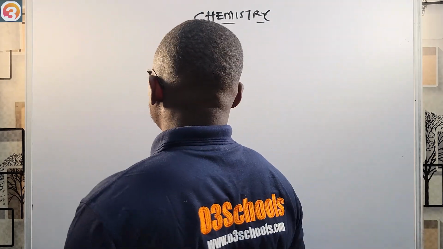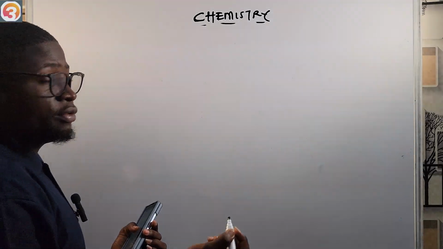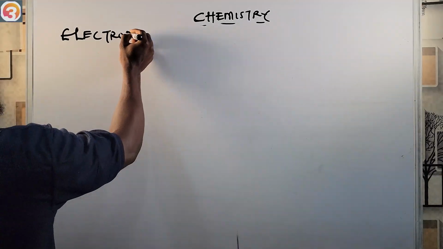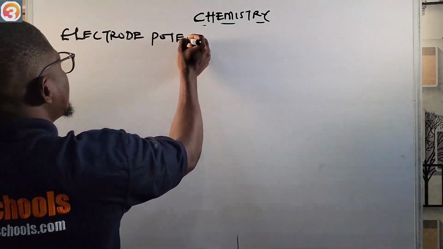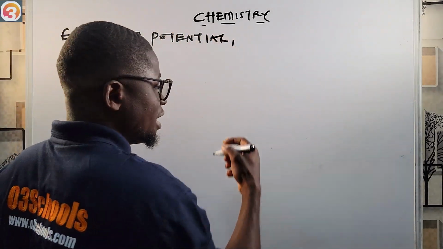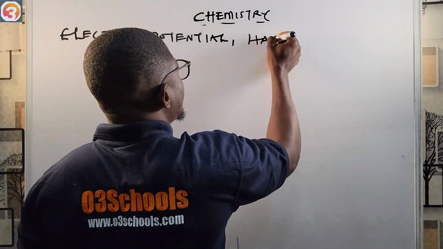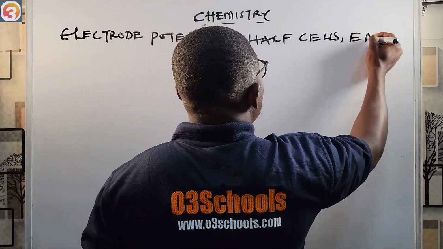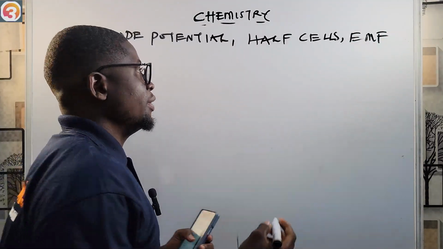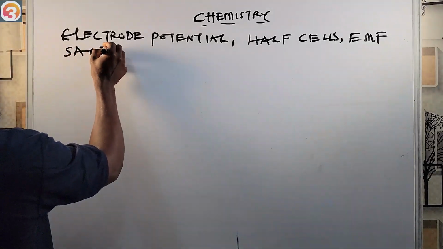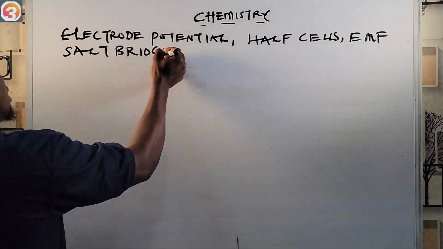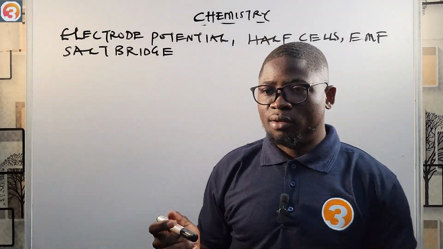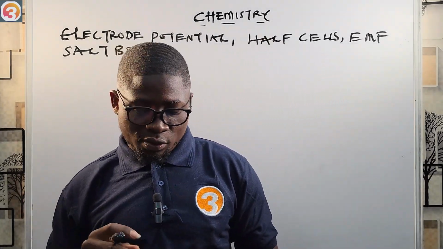In today's class, I'm going to be looking at some wonderful terms such as the electrode potential. I'm going to be looking at the concept of half cells. I'm going to be looking at EMF, electromotive force. We're going to look at the salt bridge, understand what a salt bridge is and how it can be made, and then learn some simple calculations on how to calculate when it comes to electrochemical cells.